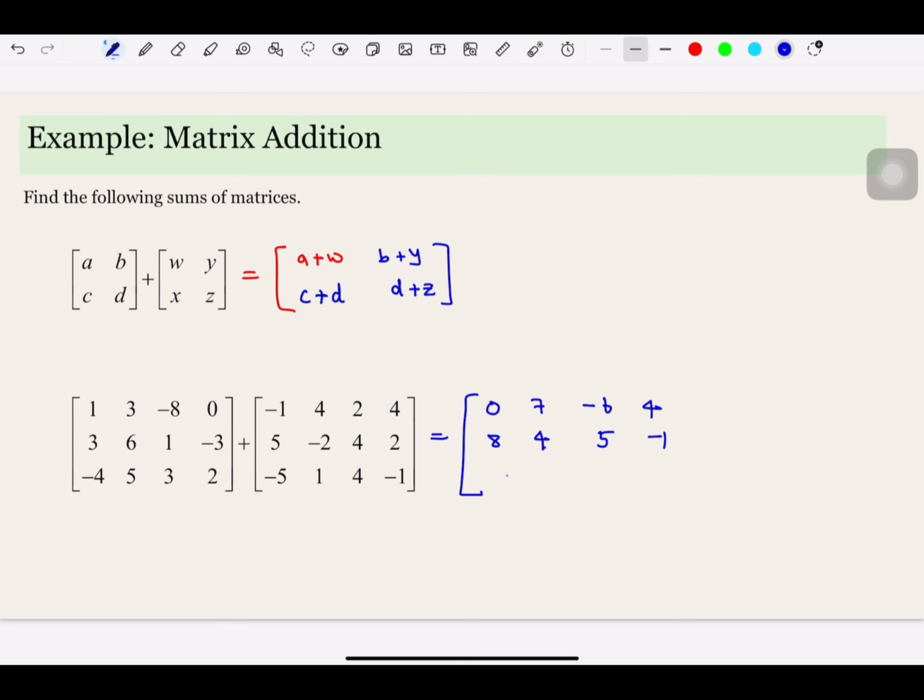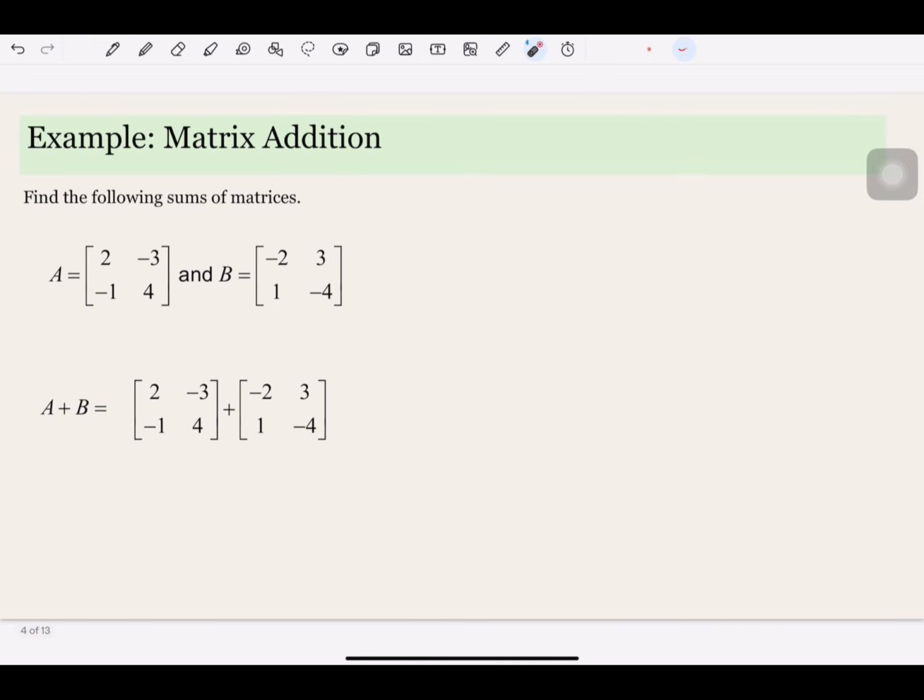The last row is going to be -9, 6, and then 7, 1. So this is your resulting matrix. You just have to add the matching positions. 2 plus -1 is a positive 1.